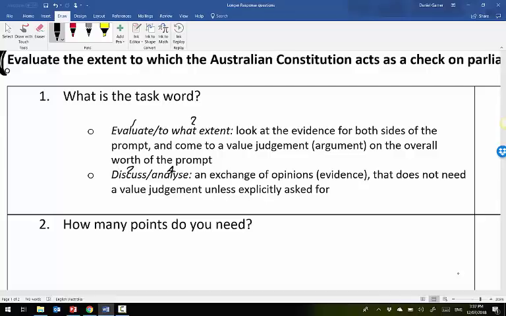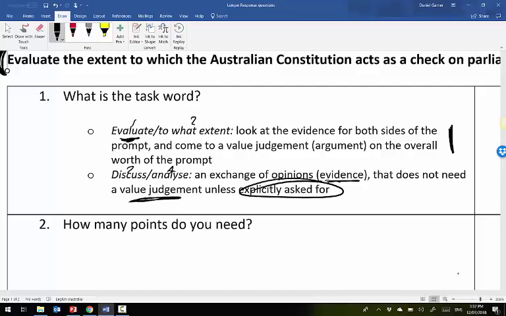So for evaluate, or to what extent, you want to look at the evidence for both sides of the prompt. The prompt will always have two sides to it. And come to a value judgment. So with evaluate, you are coming to a value judgment, hence the word value being in there. So an overall argument on the worth of the prompt. It's the same for to what extent, because they're asking you to come to a value judgment. Discuss and analyse are a little bit different. They generally don't need a value judgment. They just need you to exchange evidence for both sides, unless they explicitly ask for it.